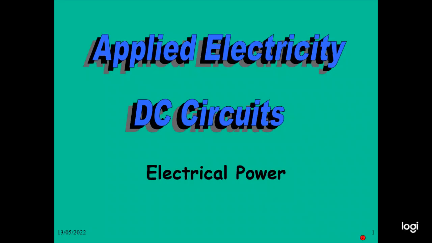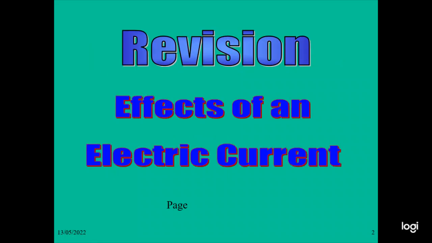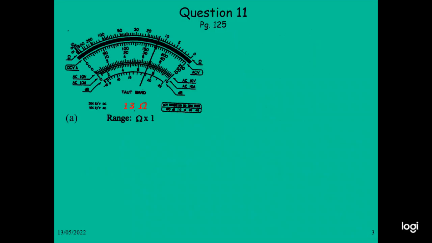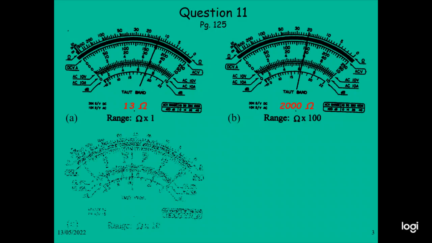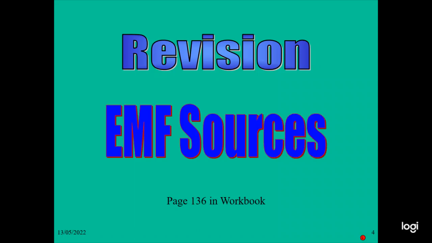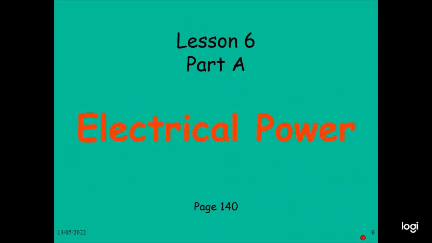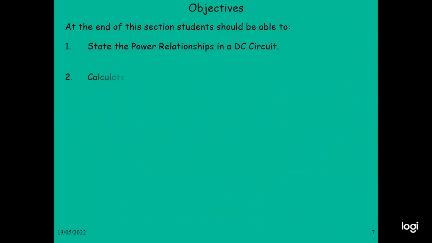Okay, we're talking about the electrical power of the applied electricity DC circuit. So you also have to review the effect of the electric current. Here is a reading on the meter and also EMF. So now we're talking about the electrical power.